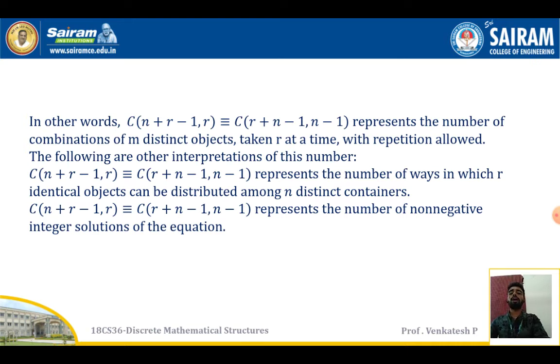The following are other interpretations of this combination with repetition. The first one is combination of n plus r minus 1 comma r, equivalent to combination of r plus n minus 1 comma n minus 1, which represents the number of ways in which r identical objects can be distributed among n distinct containers. One more is combination of n plus r minus 1 comma r, equivalent to combination of r plus n minus 1 comma n minus 1, which represents the number of non-negative integer solutions of the equation.